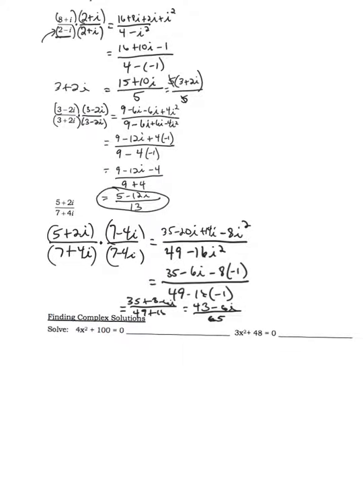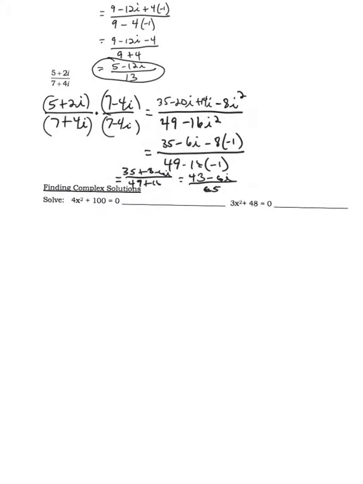If I were to look at using the square root property to solve quadratics, sometimes the end result is that you're going to need to know all of the different properties of radicals, including how to use i to enable you to complete a problem. For instance, here I have 4x squared plus 100 equals 0.